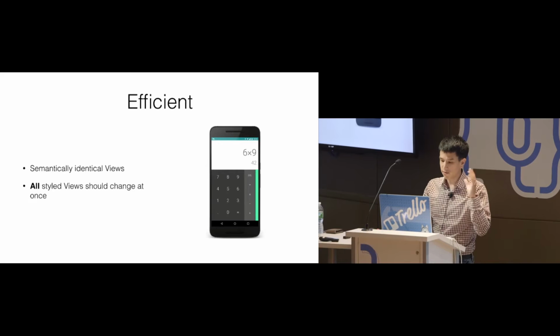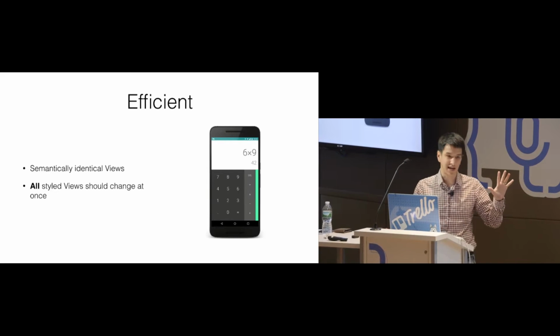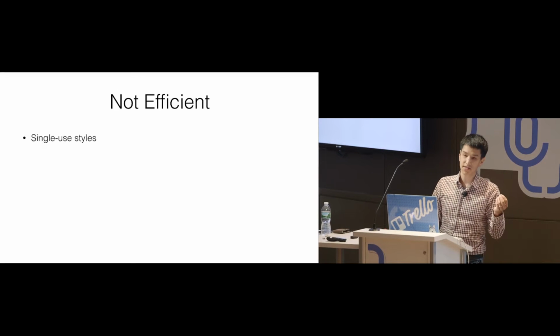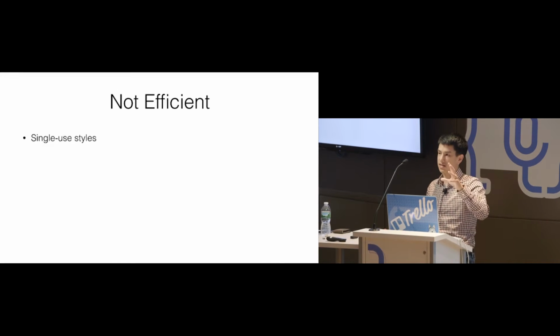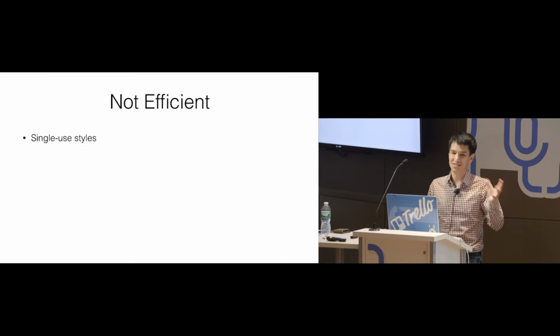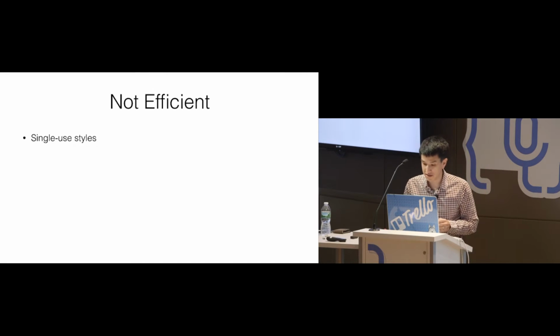However, I want to warn against some usages of styles that I think are actually highly inefficient. And one is a single-use style. So you have a view and you have a style, and that style applies just to that one view. It's so easy to make styles after the fact that I don't know why you'd add this level of indirection when you don't need it.